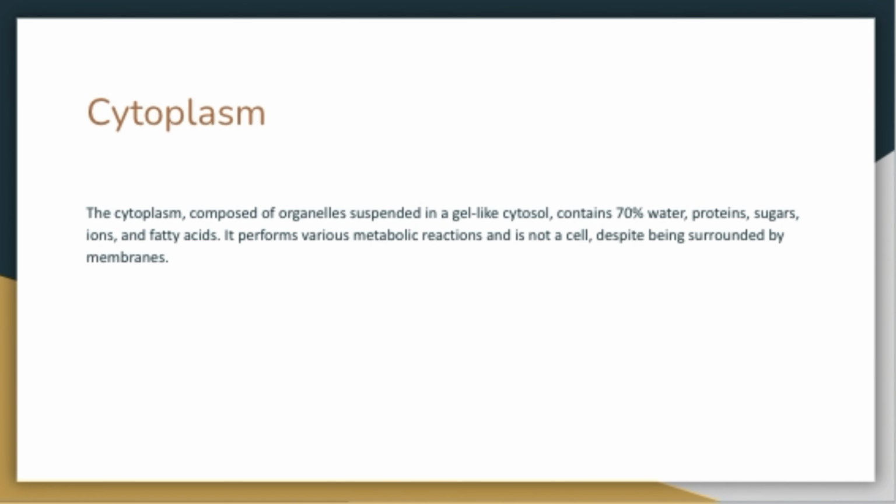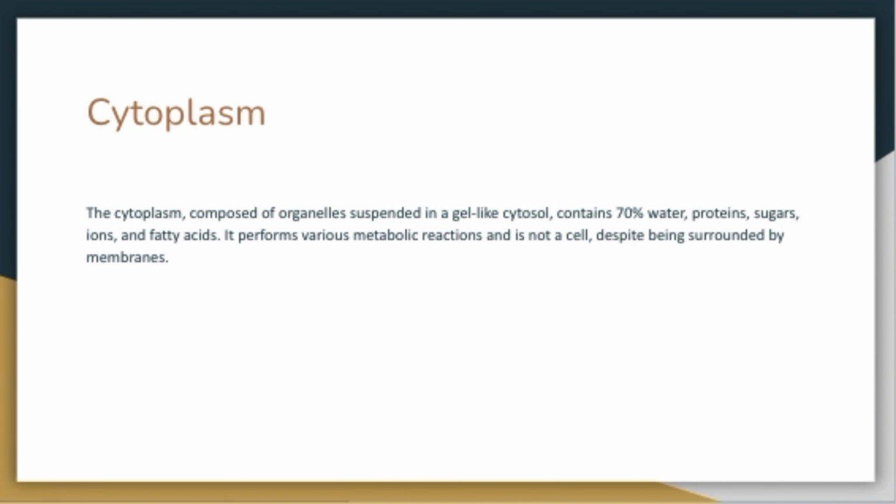Cytoplasm is made up of organelles suspended in the gel-like cytosol. 70% of the cytoplasm is made up of water. The cytoplasm also contains proteins, sugars, ions, and fatty acids. Many metabolic reactions take place in the cytoplasm. Different organelles perform specific functions within the cytoplasm.